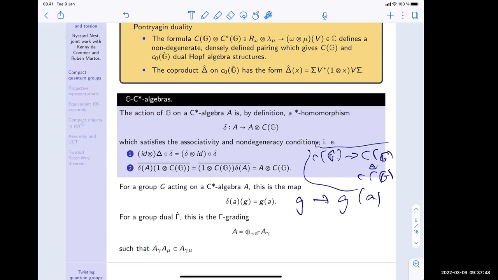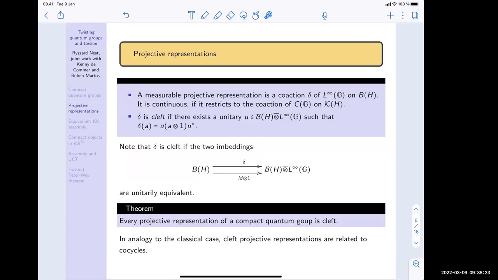Ryszard, before you change the slide, maybe it's worthwhile to mention that the second condition, called by some people the Podleś condition, correct me if I'm wrong, but I believe it just means that, classically, the neutral element of a group acts by identity on your space. Yes, essentially, yes. Of course, you don't have group elements, remember? Exactly. So that's a very beautiful and subtle condition, yes.